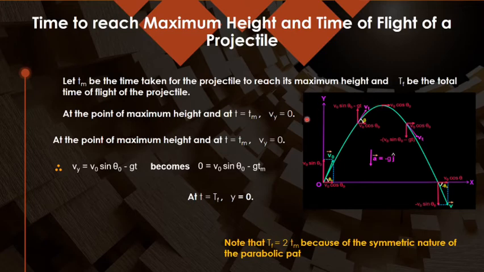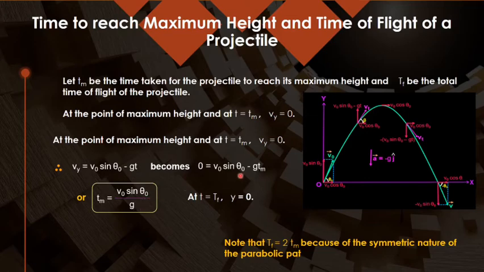So if I want to find the time to reach this position, V y equals 0, then you can use the first equation, that is V y equals U y plus a t, and U y, the initial velocity along the y direction, is V naught sine theta naught, and a y is minus g. You can put the value. So you can get the time for reaching the maximum height. It comes out to be V naught sine theta naught divided by g.